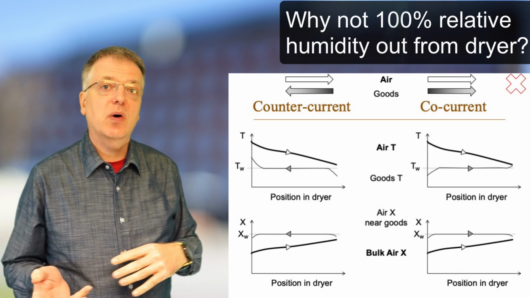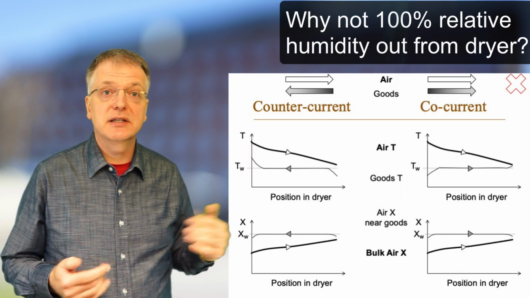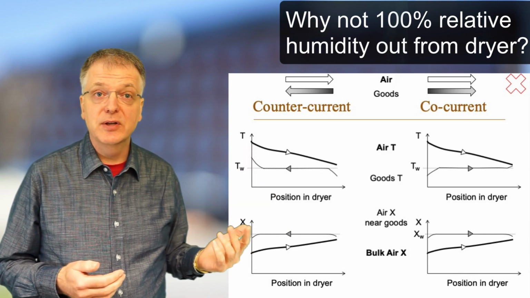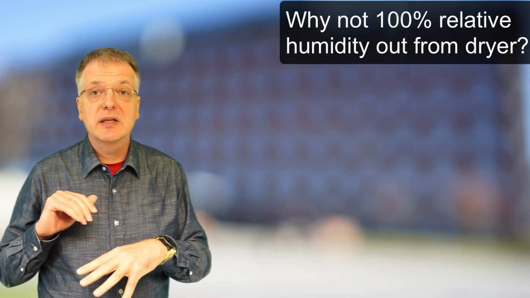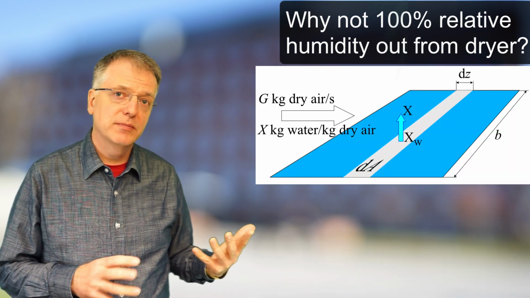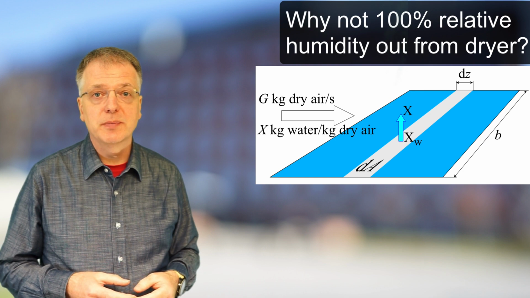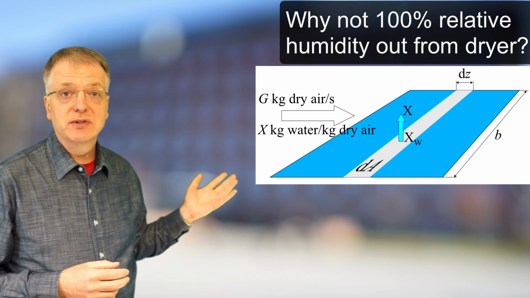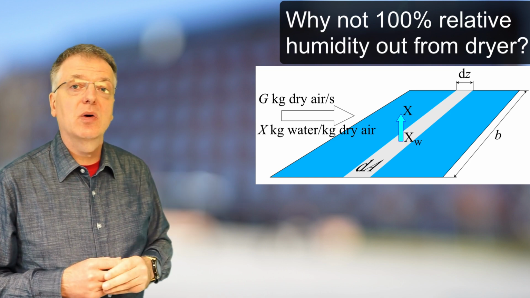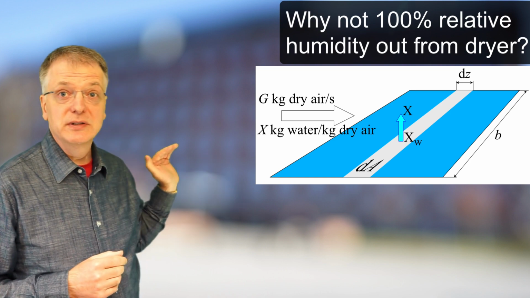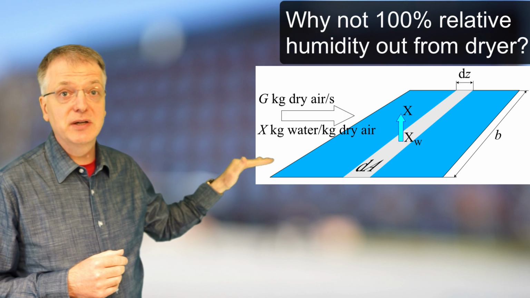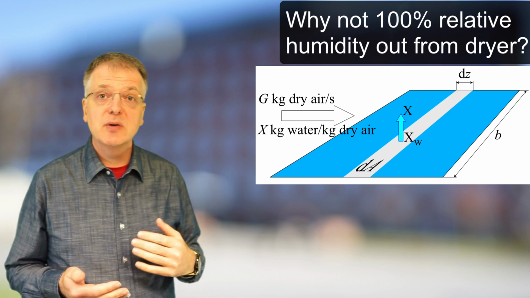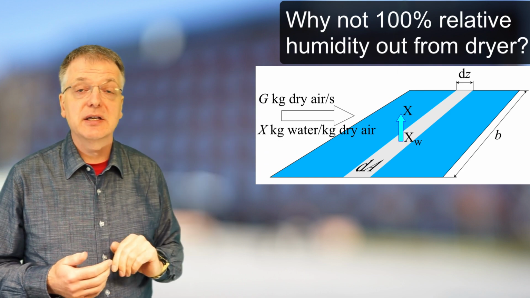But instead of drawing schematic lines in a diagram like we did in that video, let us now look at mass transfer from a more mathematical point of view. Consider a fully wetted surface with a width b, along which an airflow g kilogram of dry air per second flows. Let x be the water content in the air at a given point.